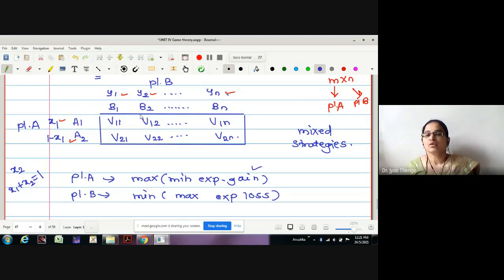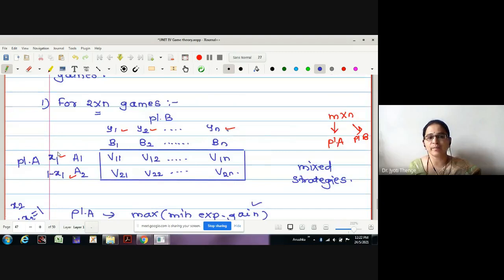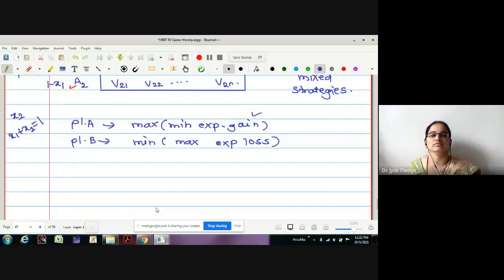What were we trying to assume? Player B plays one activity at a time. Assuming this, we were finding the expected gain. Then we were trying to minimize the expected gain, and then find the value of x1 in order to get the maximum among the minimum expected gains. Therefore, what is the expected gain of player A if player B chooses B1 as the activity to play?